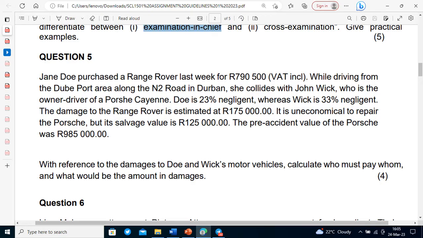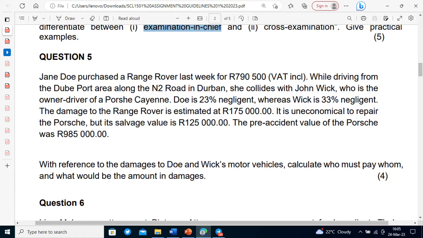So guys, you're going to see these questions even in the exam, so you have to make sure that you understand. With reference to the damage to the two motor vehicles, calculate who must pay whom and what would be the amount in damages. I think that Jane will be paid because, according to me, Porsche versus Range Rover, the Porsche is more expensive, and I can see that from the values there.